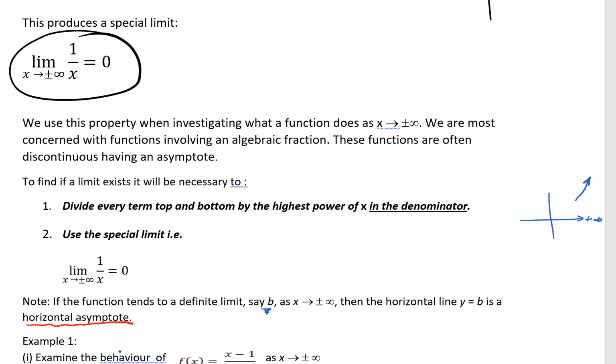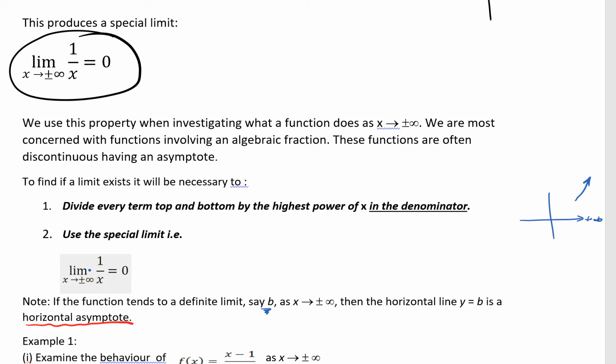So you will be looking for functions that have horizontal asymptotes. How will you find the horizontal asymptote? You will investigate the limit as x approaches plus or minus infinity, and then you will also use this property that anywhere you get a 1 on x, you're able to replace it with a 0. So we'll actually be creating 1 on x in our function and replacing that then with zeros.